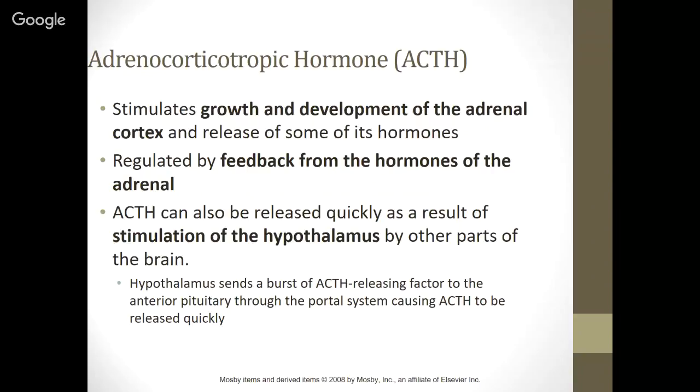Adrenocorticotropic hormone, or ACTH, stimulates growth and development of the adrenal cortex and release of some of its hormones. It's regulated by feedback from the hormones of the adrenal gland. ACTH can also be released quickly as a result of stimulation of the hypothalamus by other parts of the brain. The hypothalamus sends a burst of ACTH releasing factor to the anterior pituitary through the portal system, causing ACTH to be released quickly.